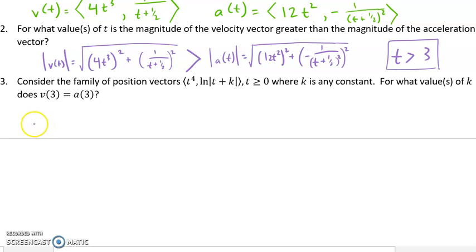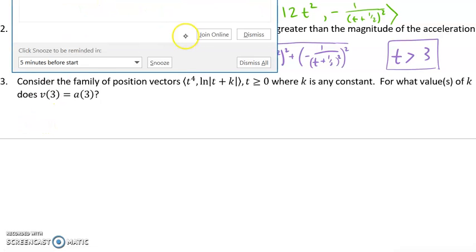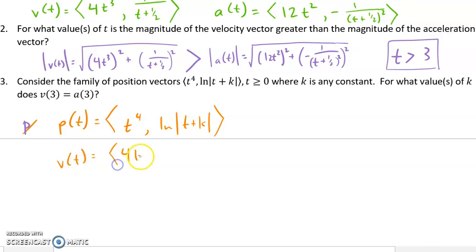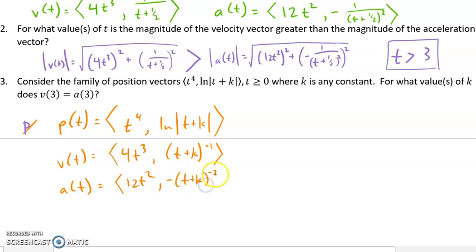So we know that p, let's do orange. Oh, goodness. P, I said orange. P of t is equal to t to the 4th, comma, natural log of the absolute value of t plus k. So that means that the velocity vector is 4t cubed, comma, t plus k raised to the -1. This looks a lot like that last one, right? Because this is the same family of functions. And then we have the acceleration: 12t squared, comma, negative t plus k to the -2.